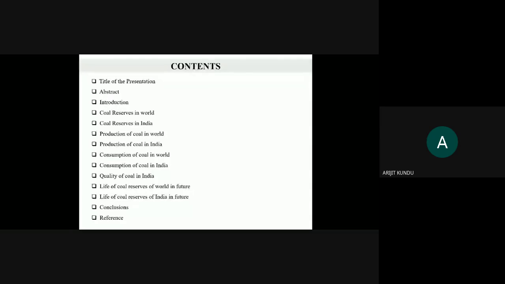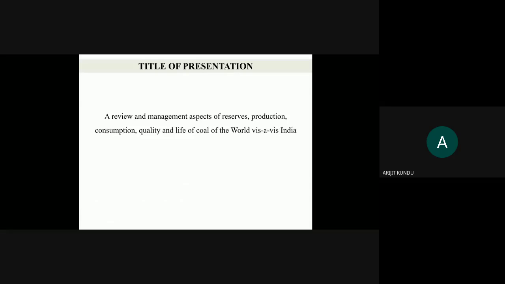I will discuss all these things: title of the presentation, abstract, introduction, coal reserves in world, coal reserves in India, production of coal in world, production of coal in India, consumption of coal in world as well as in India, quality of coal in India, life of coal reserves of world and India in future, conclusion and references. Title of the presentation I have already discussed.